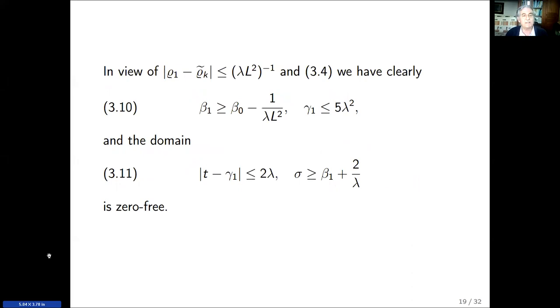And this means that the new zero will be nearly as large in the real part as the original one. The height is just a constant times larger. And again, to the right of this small group of zeros, if we are at least 2 over log y more to the right from these zeros, then we already have a zero-free region.